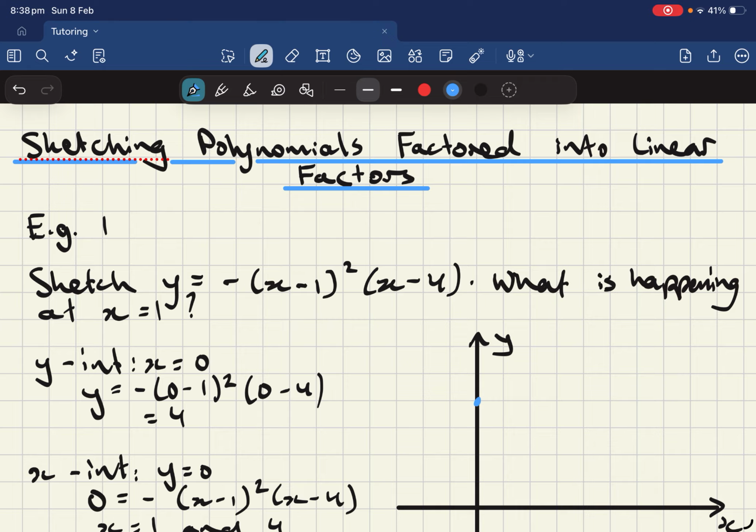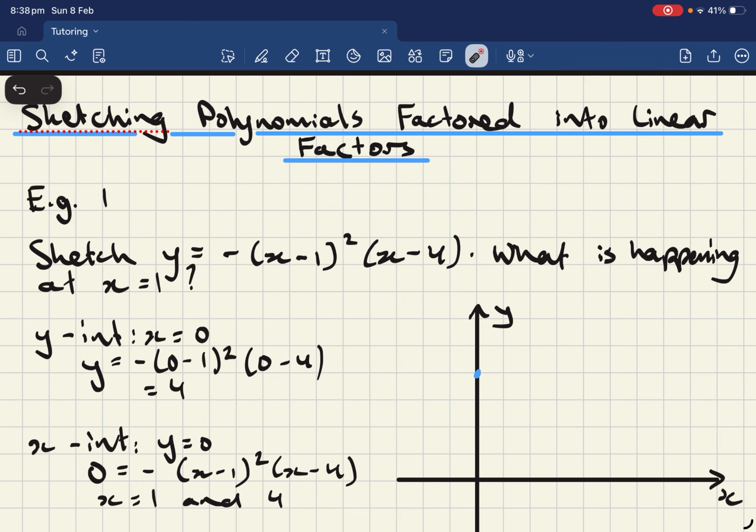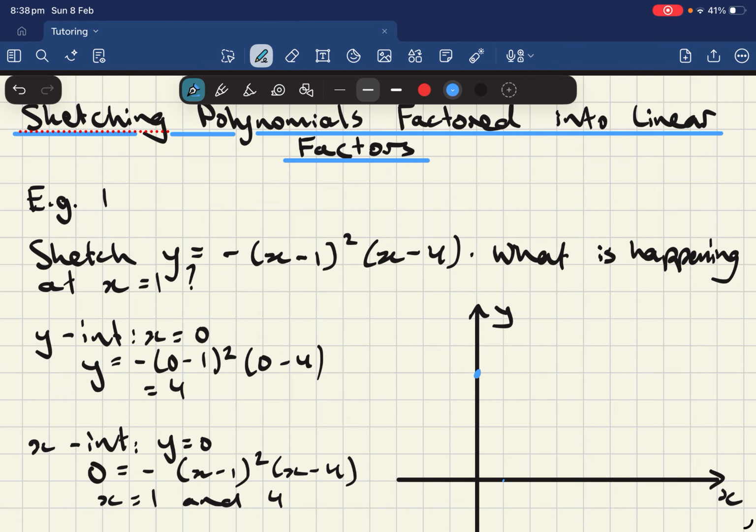To find the x-intercepts, I set y to equal 0. Once I have 0 on this side, I'm just using the null factor law. Here it's (x minus 1) squared, which is like saying negative (x minus 1) times (x minus 1) times (x minus 4). So you are going to get two of the same solutions, x equals 1. That's our first solution. The other one, using our null factor law, is x equals 4. So these are our x-intercepts: one at 1, another one at 4.